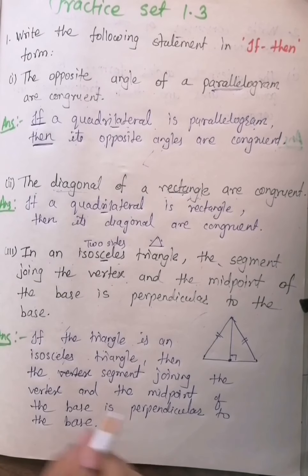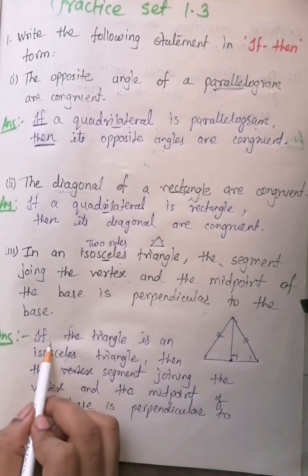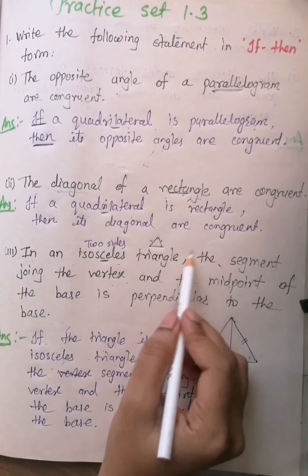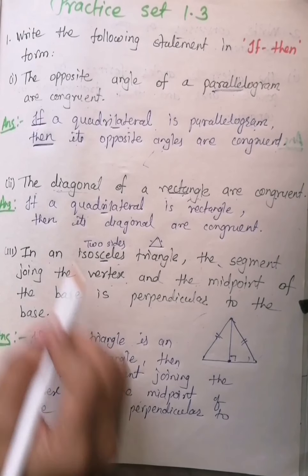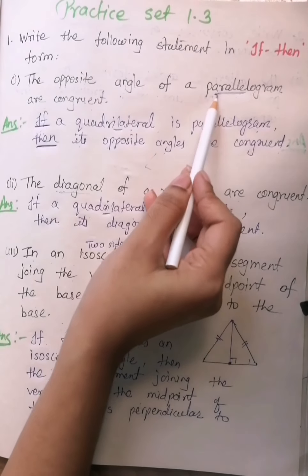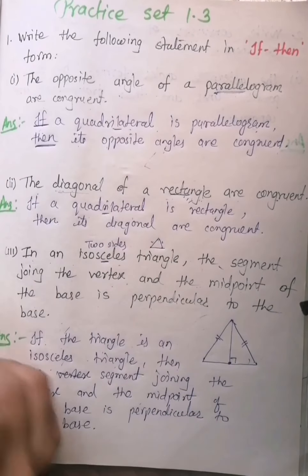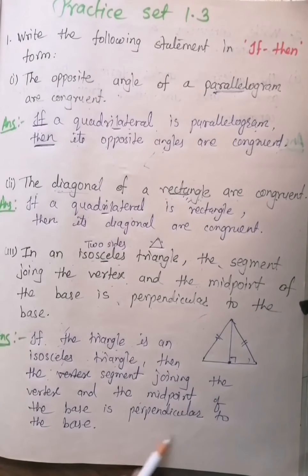Clear, students? So easy, right? First, you should know that this is a triangle to start with. If a triangle is an isosceles triangle, then you write down as it is what they have given us in the question. So in the first example we have a parallelogram, in the second a rectangle, so start with the quadrilateral. In the third we have a triangle, so start with the triangle.